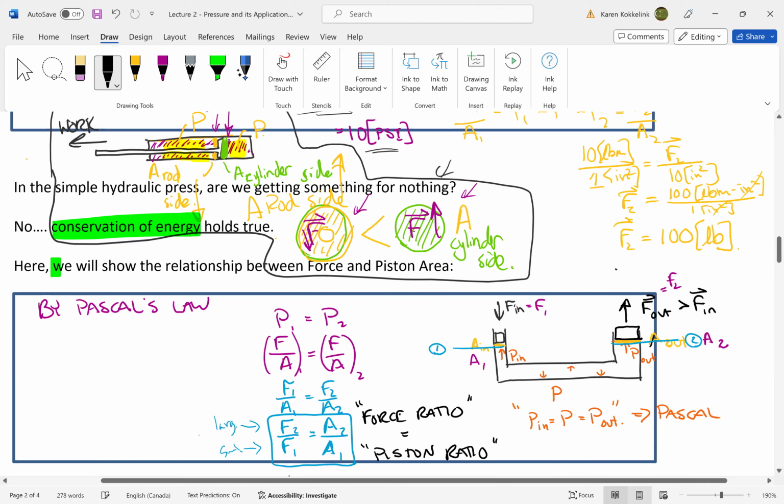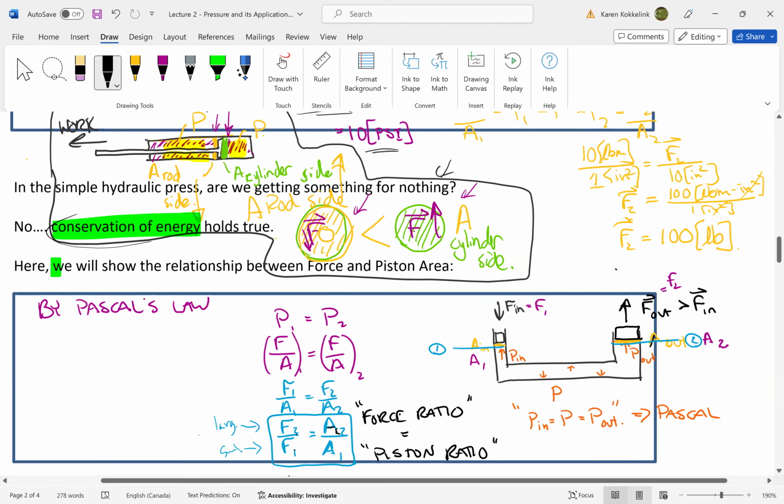Force ratio is simply the force of the output piston over the input piston, and the area ratio is simply the area of the output piston over the input piston. While this is true, and we know this from P equals force over area, the relationship we know doesn't really show us how conservation of energy holds true.